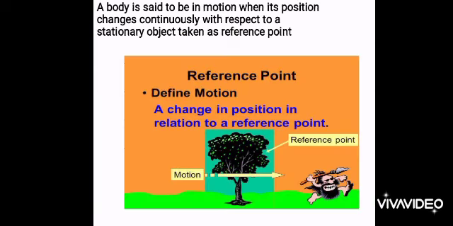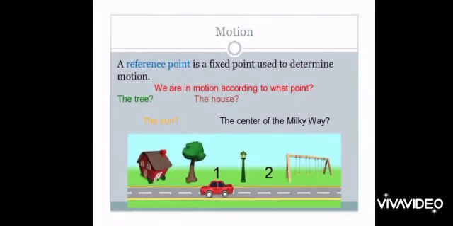What is motion? A body is said to be in motion when its position changes continuously with respect to a stationary object taken as a reference point. Then, what is a reference point? A reference point is a fixed point used to determine motion. We are in motion according to what point? The tree, the house, the sun, the center of the Milky Way. All stationary objects can be taken as a reference point.